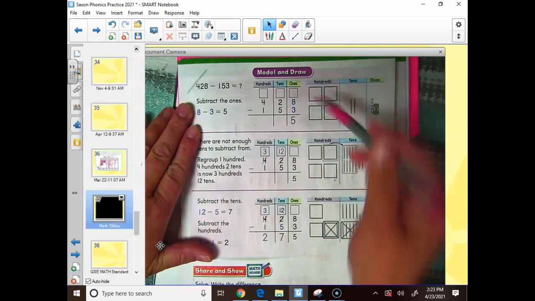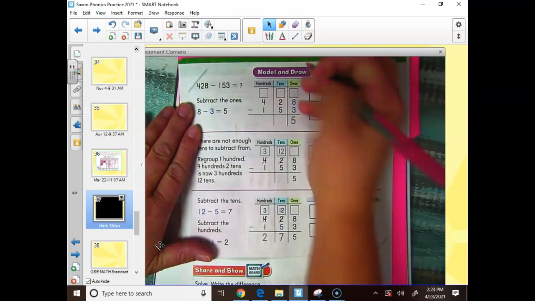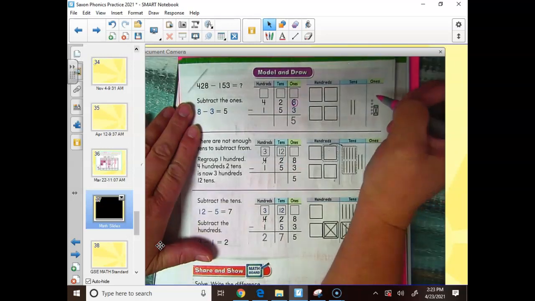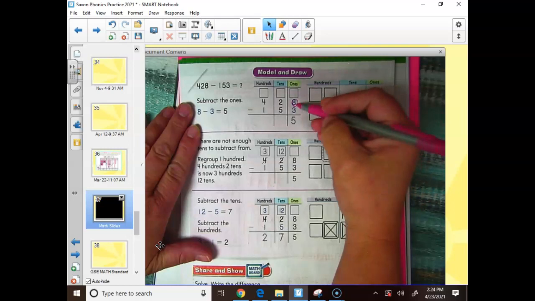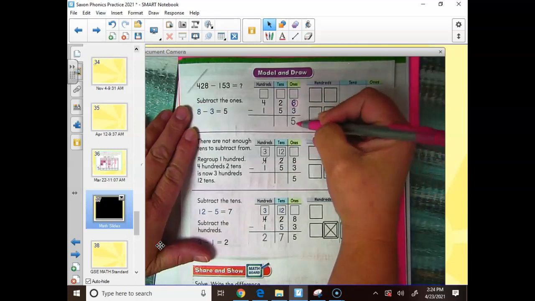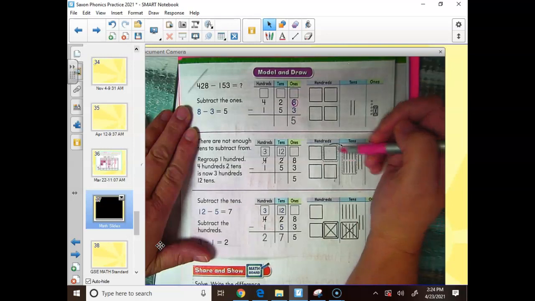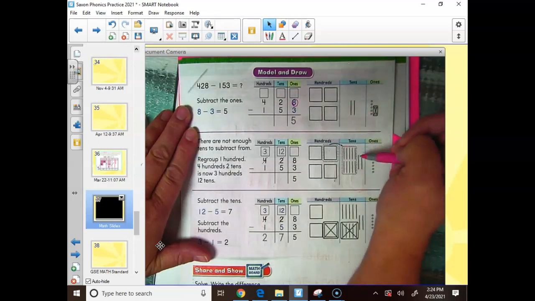All right, start on the right. The big number is on the top in this one, so we don't have to regroup there. So 8 minus 3 equals 5. You can just move it on down. Now you go to the tens place.